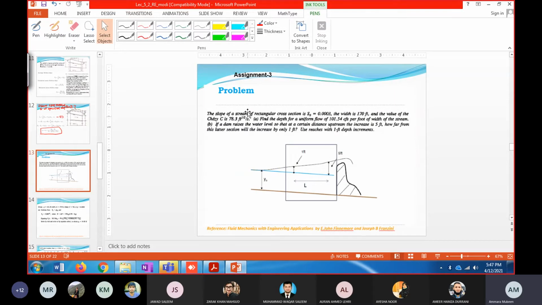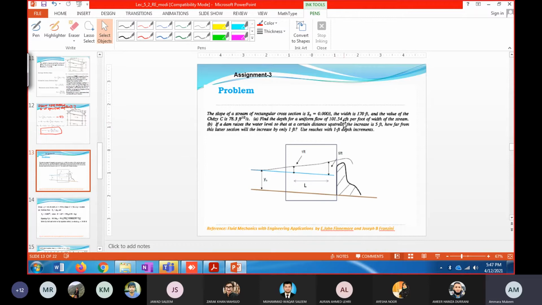The slope of this, you'll be doing after this lecture, but let's discuss it. Then you'll do it after I discuss another method with you. Okay, so this would be considered as your assignment 3. The slope of a stream of rectangular cross section. Given parameters are S naught and the width, and the value of Chezy's constant is given. Find the depth for uniform flow. Like you need to find out the normal flow depth.